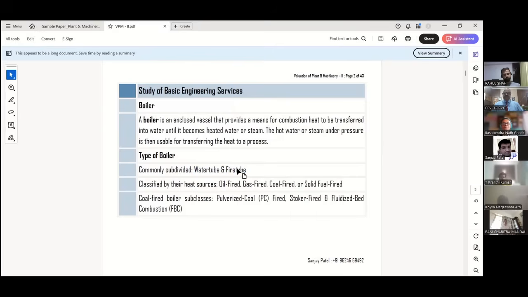In the first chapter, we discussed that you have to collect the technical specification of the machine. Which types of technical specification? Type, serial number, model, capacity, size. Based on the heat resources, it may be oil fired, gas fired, or coal fired. Based on the subclass, it is pulverized coal fired, stoker fired, or fluidized bed combustion.